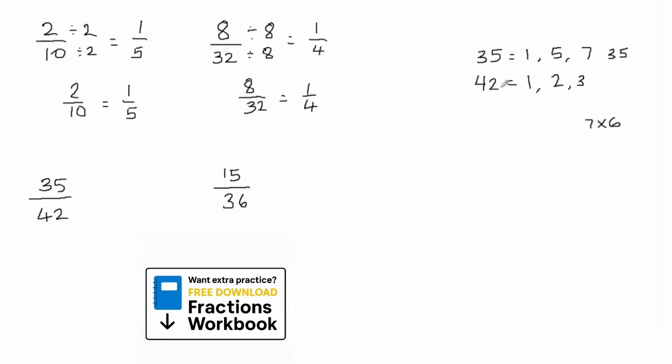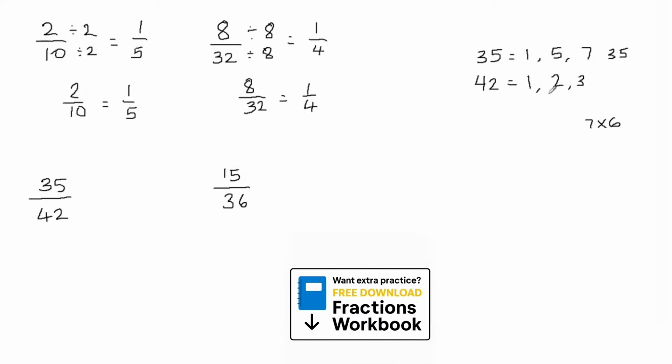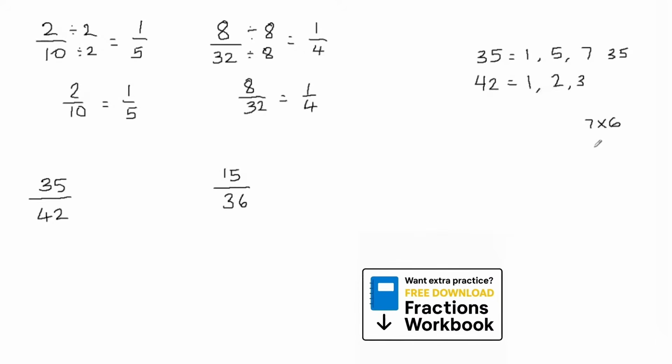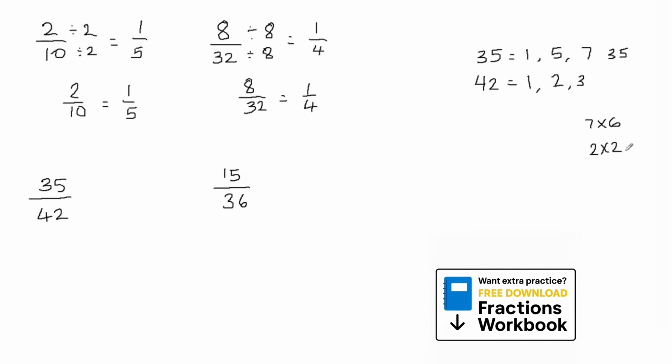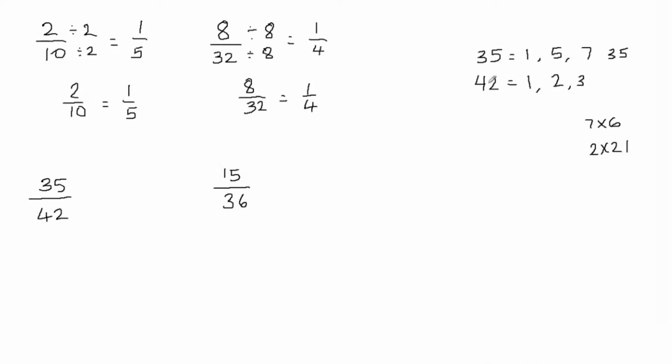Now since 42 is divisible by 2, it's an even number. So if we divide 42 by 2, we'll get 21. So we know that 2 times 21 gives us 42. The same way, if I divide 42 by 3, I'll get 14. So 3 times 14 is also 42. And then what else? Obviously, 1 times 42 is going to give us 42.